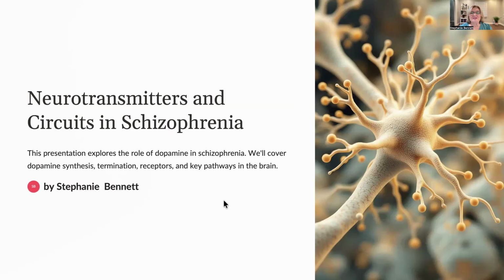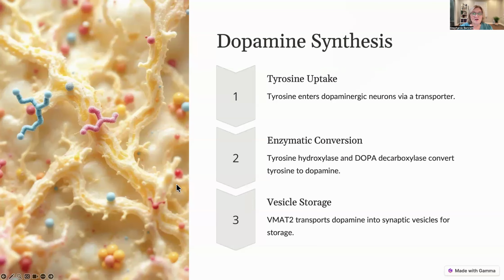Hi, everybody. We're going to delve into some of these neurotransmitters and circuits that are prevalent in schizophrenia because that's really how we treat the disease. So let's dive into this. This is not very long, but just a little bit about how dopamine is synthesized.